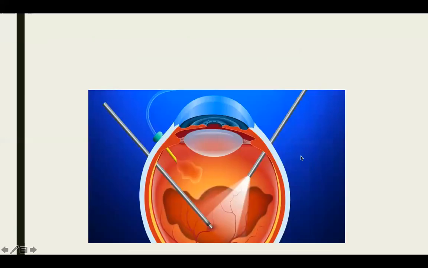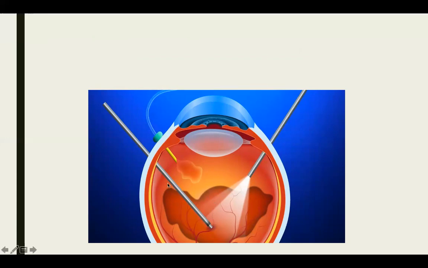If there is traction retinal detachment, the procedure is pars plana vitrectomy, and this is called three-port pars plana vitrectomy because three ports are formed. We already discussed that one port is for the continuous infusion. Why is the infusion needed? Because if you are cutting the vitreous from within the vitreous cavity, what will happen?